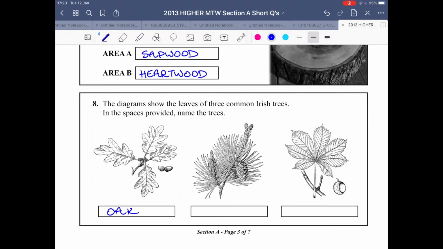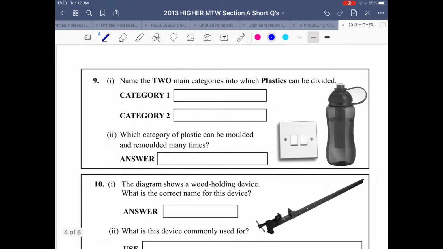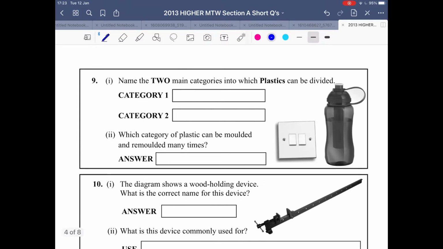All right, the diagrams show the leaves of 3 common Irish trees. We'll just go through these because you can learn from your book. First one is oak. Second one there is Scots pine. And then the last one is horse chestnut. You can tell from the acorn, you can tell from the chestnut, the Scots pine might be a little bit trickier, but that's where you need to look at the leaves and understand what leaves are involved here.